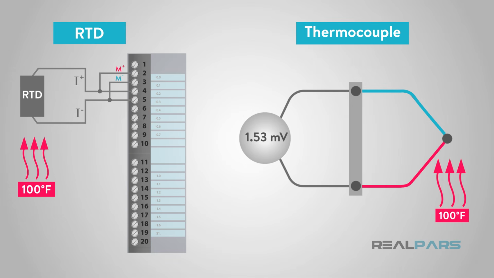In comparison with RTDs, thermocouples are self-powered and require no external excitation current source. Thermocouples are commonly used for furnaces, gas turbine combustion chambers, high-temperature exhaust ducts, etc.